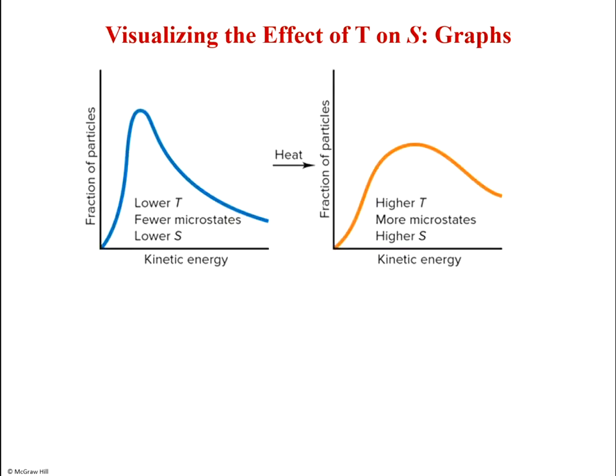Here's a plot of the fraction of particles as a function of the kinetic energy, similar to a Maxwell-Boltzmann distribution we saw for gases earlier. And as we heat a system and take it to higher temperature, the system will generally shift to the right side and become broader. As we go to a higher temperature, we have more states that are available. Therefore, we have higher entropy.